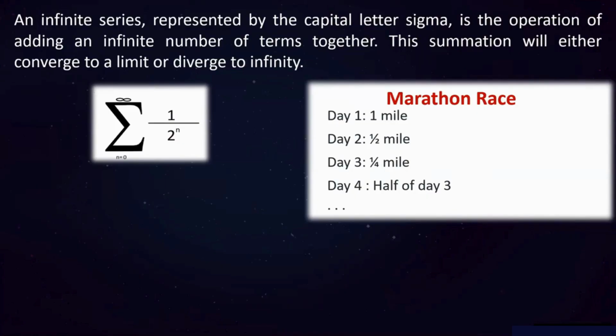On day 1, he's running only 1 mile. But the next day, he runs half a mile. And the day after that, on day 3, he runs only 1/4 of a mile. Right? Understand that sequence here. Each subsequent day, he runs half of what he ran the day before. So on day 4, he runs half of this 1/4 mile, which means 1/8 mile. And on day 5, again half of what he ran on day 4, which means half of 1/8, which is 1/16 mile.